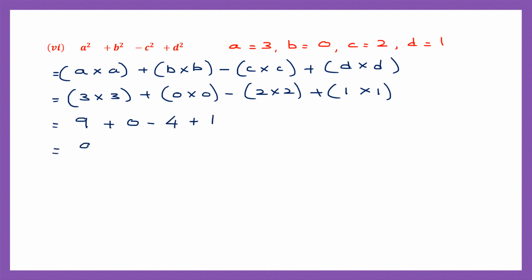So what do we have here? 9 minus 4 plus 1. So let's add up the numbers with the plus sign. That is 9 plus 1 is 10. So we get 10 minus 4. So 10 minus 4 is 6. So the answer to this question is 6.